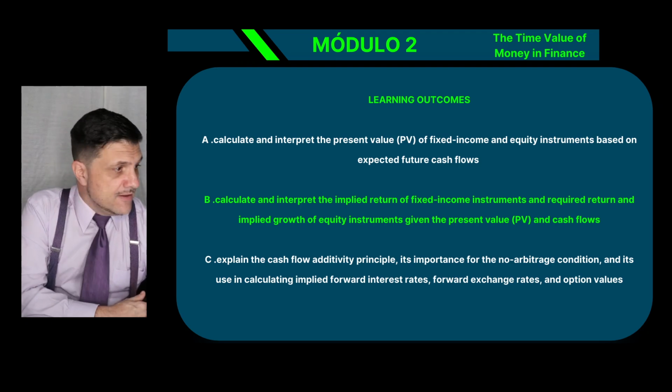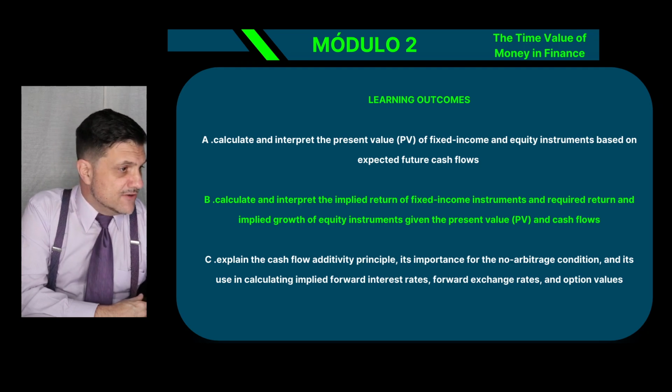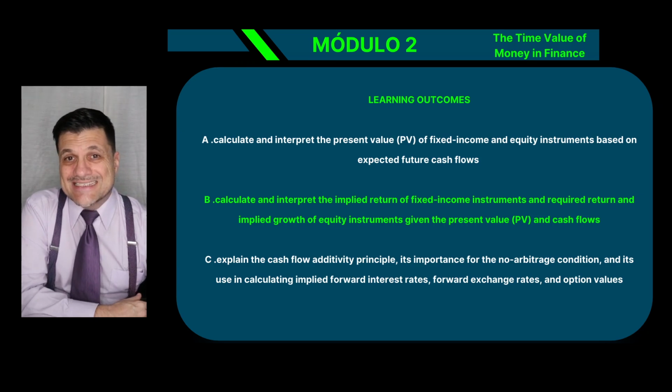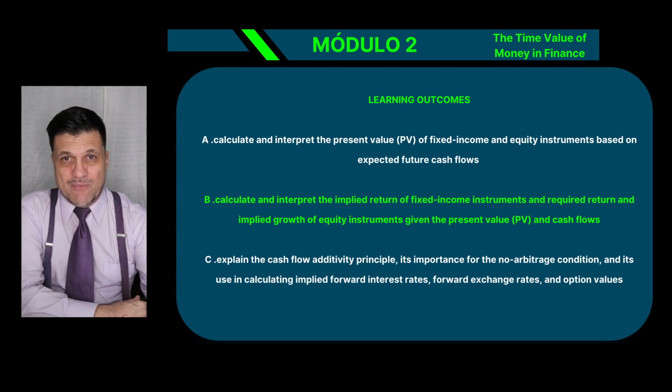All right? Last one, point C: explain the cash flow additivity principle in calculating rates, option value, implied forward rates, forward exchange rates, and option value. First of all, I want you to take a look at the command word. It's explain. It's not calculate. So let's focus on the explaining part of it.